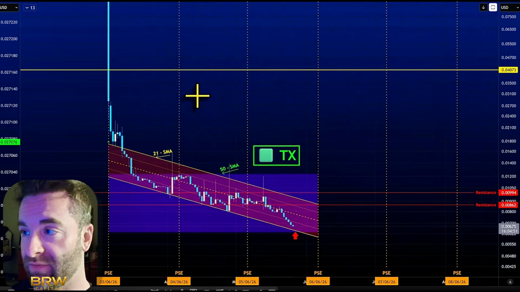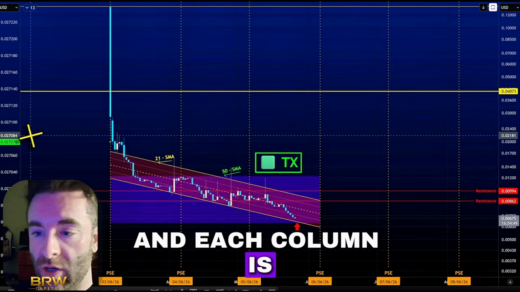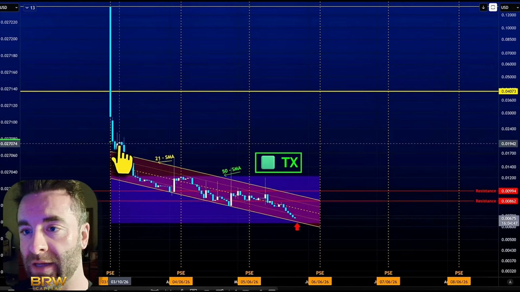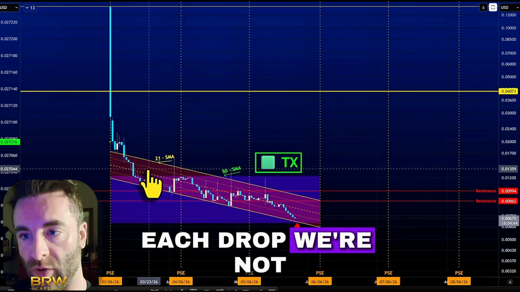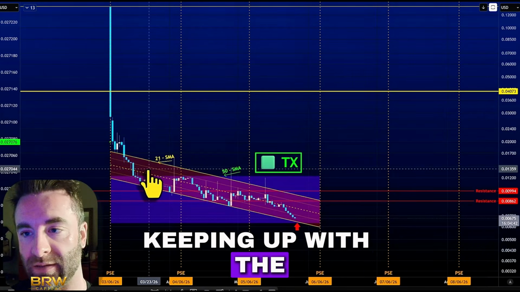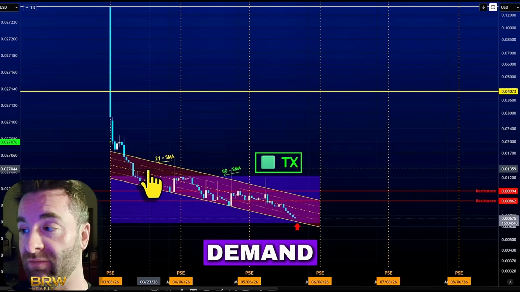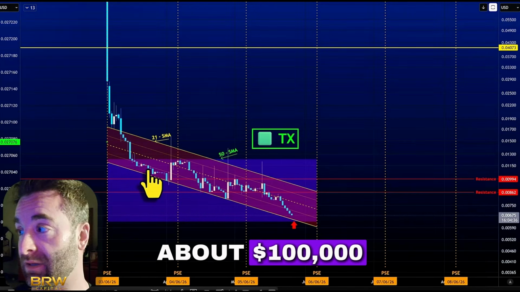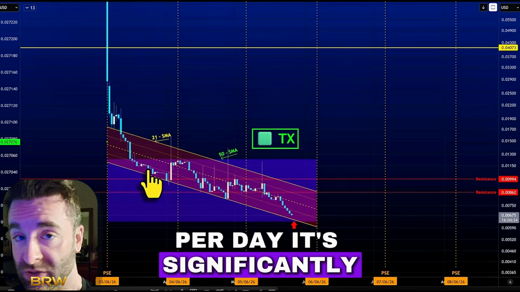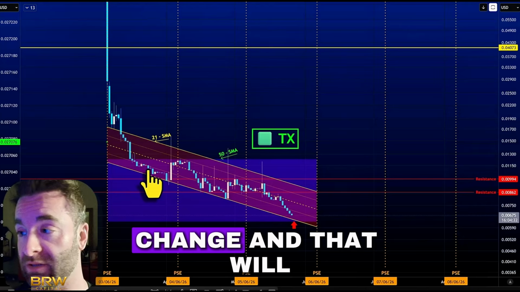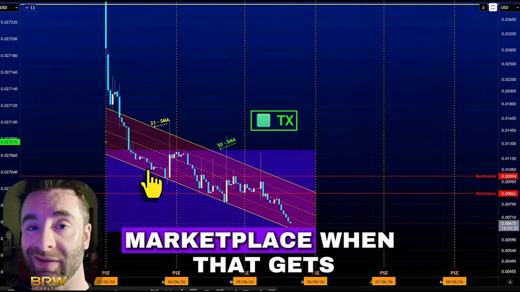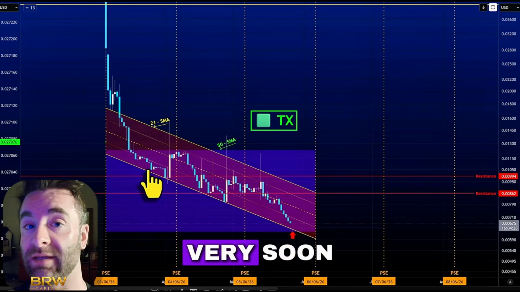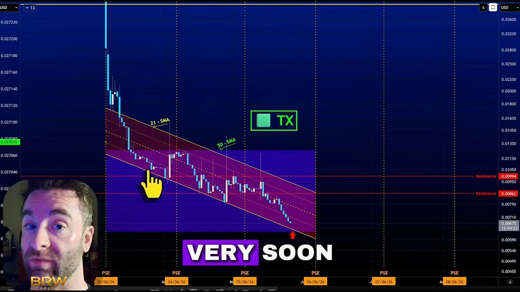So we have this March 6th drop, and each column is the PSE date, right? Each drop, we're not keeping up with the dilution, so there isn't enough demand. We have a very small volume of about $100,000 per day. It's significantly low, right? So things need to change, and I think that will change with the marketplace when it gets launched, and I think it's very soon. We already have hints that it will be very soon.